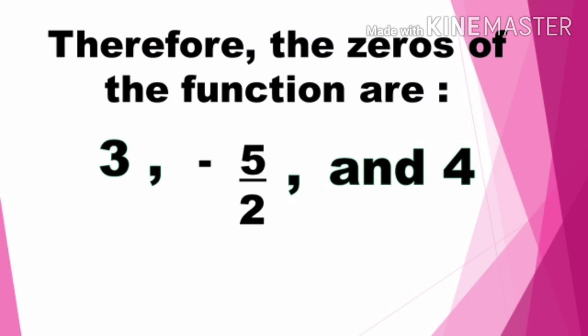The values of x are 3, negative 5 over 2, and 4. Therefore, the zeros of the function are 3, negative 5 over 2, and 4.